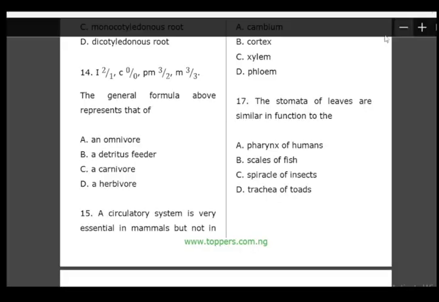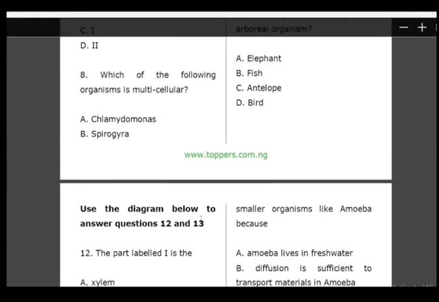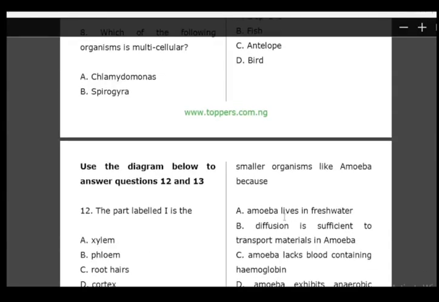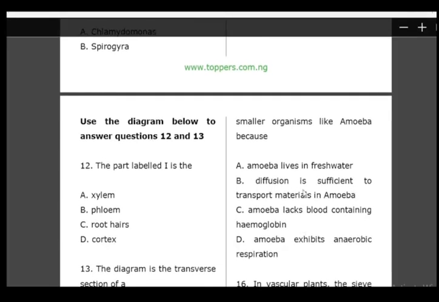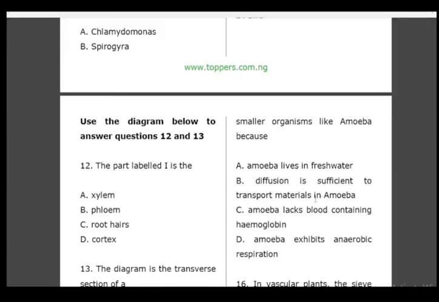So the question now is asking us, it said the circulatory system is very essential in mammals but not in smaller organisms like amoeba, because amoeba lives in fresh water. That is necessarily not the reason. The environment of amoeba does not have anything to do with the circulation of nutrients in the body of the organism. B says diffusion is sufficient to transport materials in amoeba. Yes, diffusion is actually sufficient enough to transport materials in amoeba, because amoeba is usually a unicellular organism, and since it is a unicellular organism, it is not big. So diffusion should be able to transport materials in the body of the amoeba.